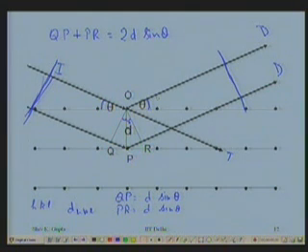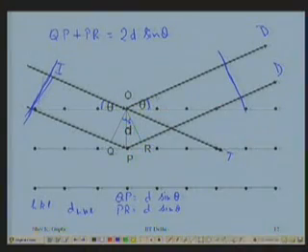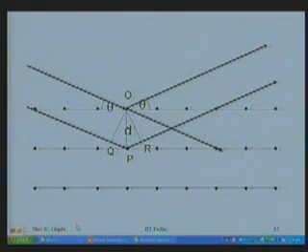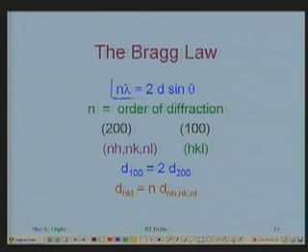So, if these two rays have to be in the same phase, or have to be coherent, the path difference QP plus PR, which is 2d sin theta, must be an integral number of wavelengths. Is this clear? I didn't make a complete statement. If these two rays are coherent, they are in the same phase, this path difference must be equal to an integral number of wavelengths. Then they are in phase, and this gives me Bragg's law, which I have written here: n lambda is equal to 2d sin theta.